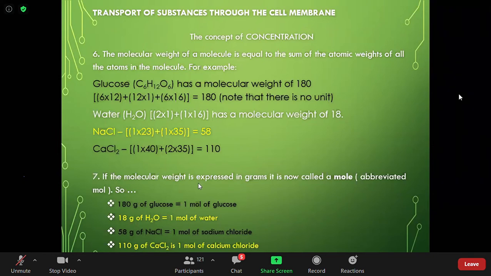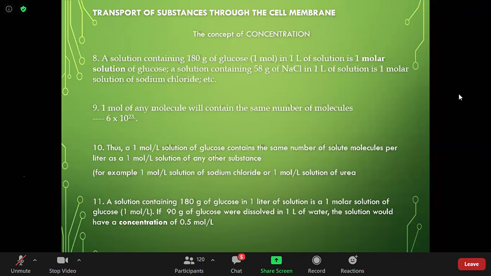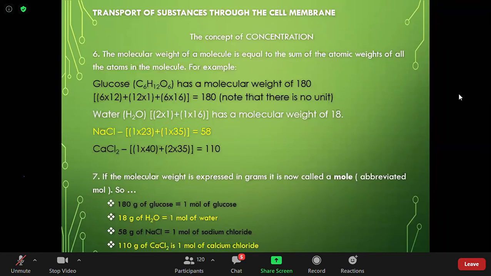If the molecular weight is expressed in grams, it is now called a mole. So abbreviated as mol, mole. So 180 grams of glucose equals 1 mole of glucose. 18 grams of water is 1 mole of water. 58 grams of sodium chloride equals 1 mole of sodium chloride. 110 grams of calcium chloride is 1 mole of calcium chloride. Okay.